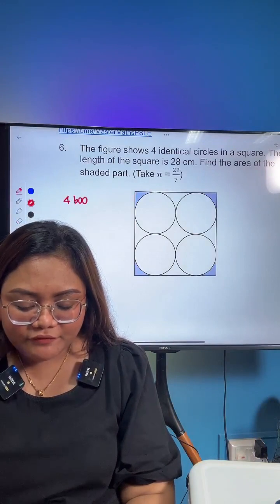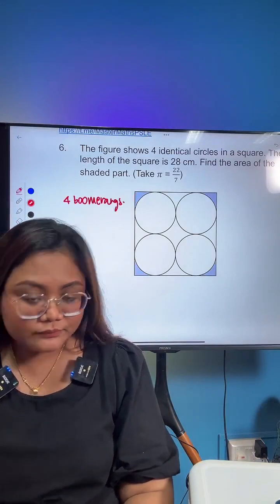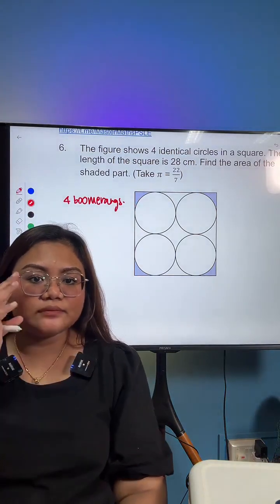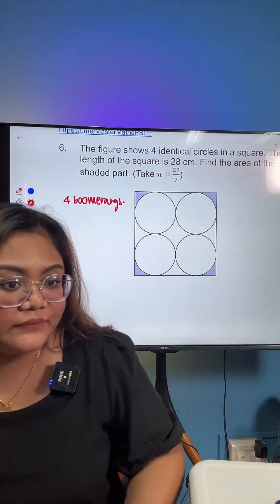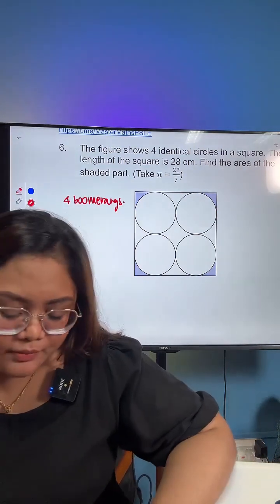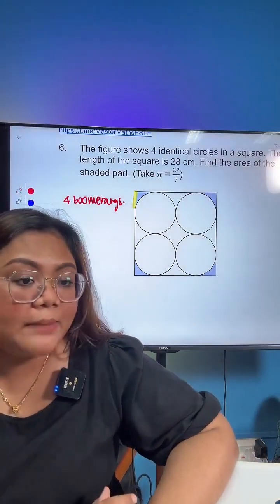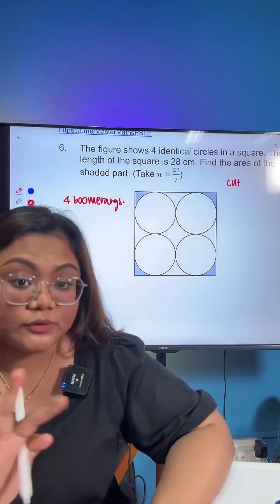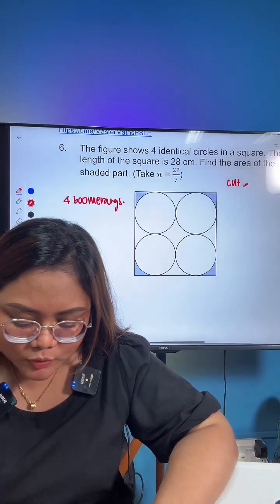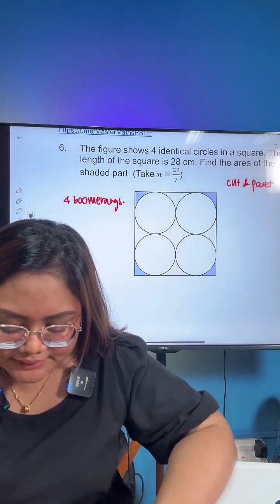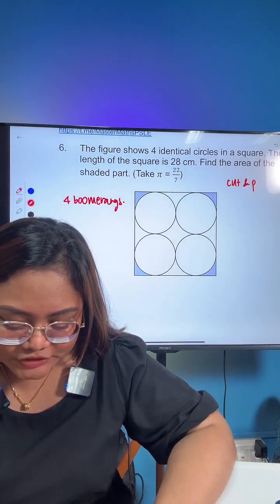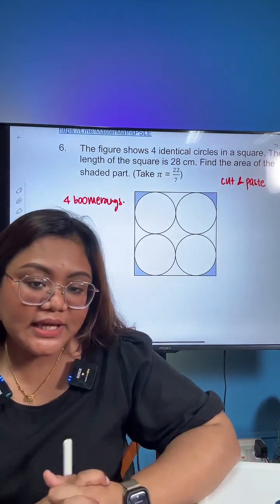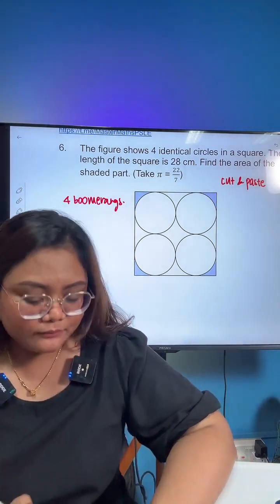So basically, we want to find four boomerangs in this question. To find four boomerangs, we can focus on one, but what I'm going to do is use the idea of cut and paste. I think some of you have typed into the chat and you are getting it already. We are just going to cut the four boomerangs and put them together outside of one circle only.